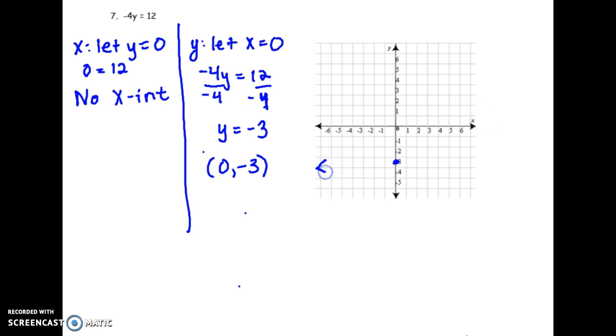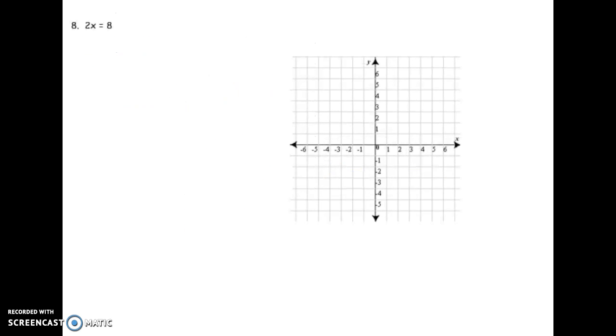And that's because this is a special case of a horizontal line. So this horizontal line, we'll learn about this later, okay? We'll continue on and on and on, and it will never, ever cross the x-axis. Okay, so moving on to number 8, kind of similar, only now we've got 2x is equal to 8.